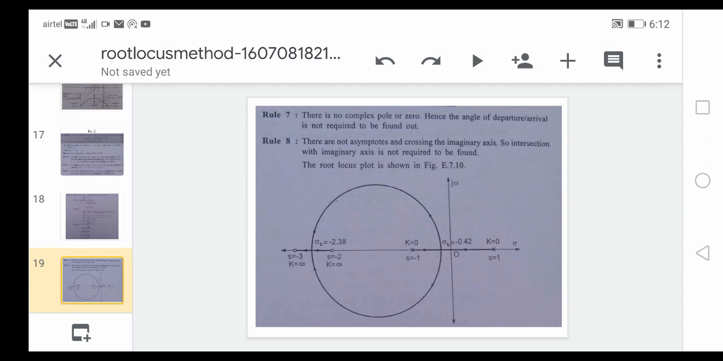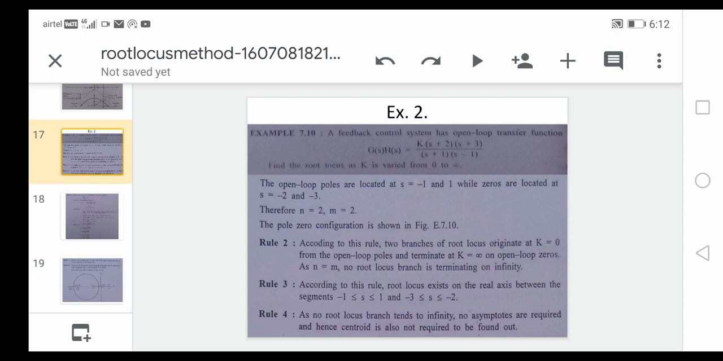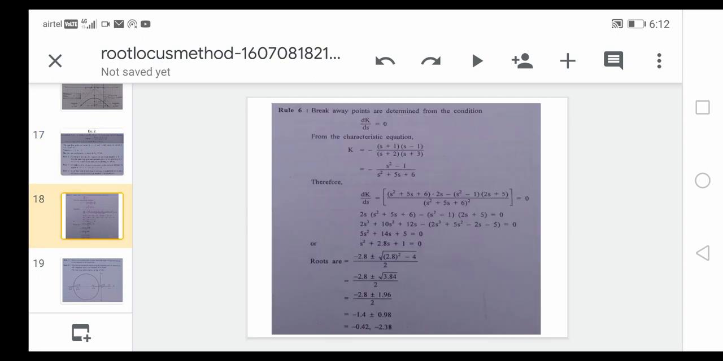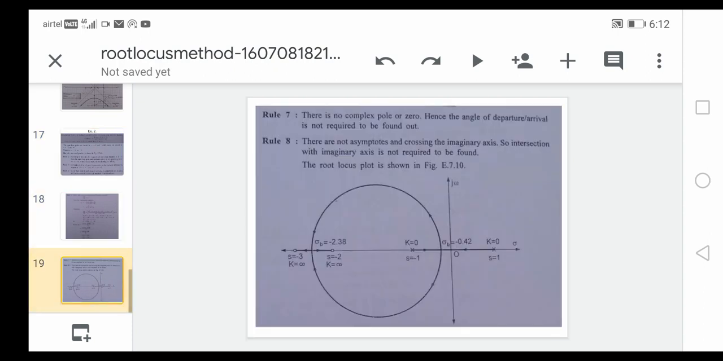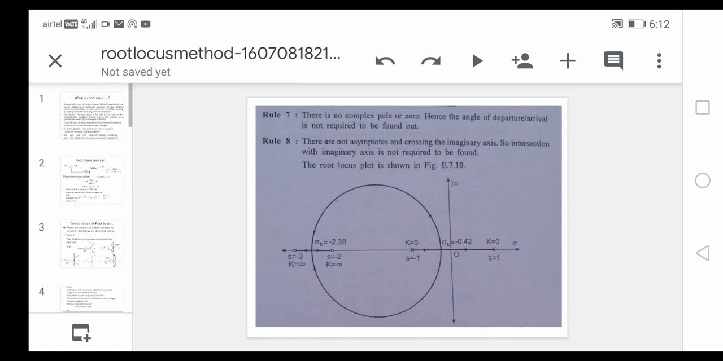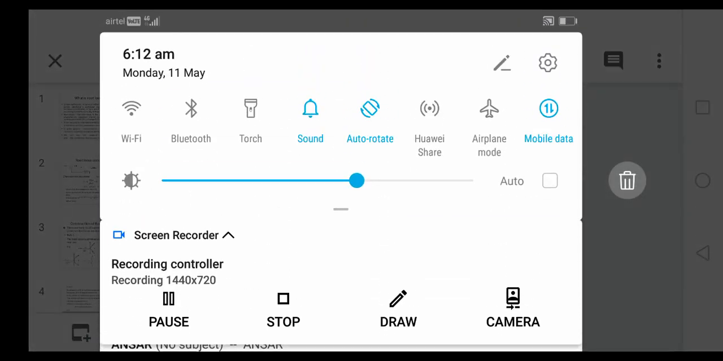Again, here I am giving all the rules, rule 1, rule 2. For this problem there are 8 rules, and we use them all for the same problem. We will go through this once. Again, we will explain the angle of departure and angle of arrival in the next lecture.